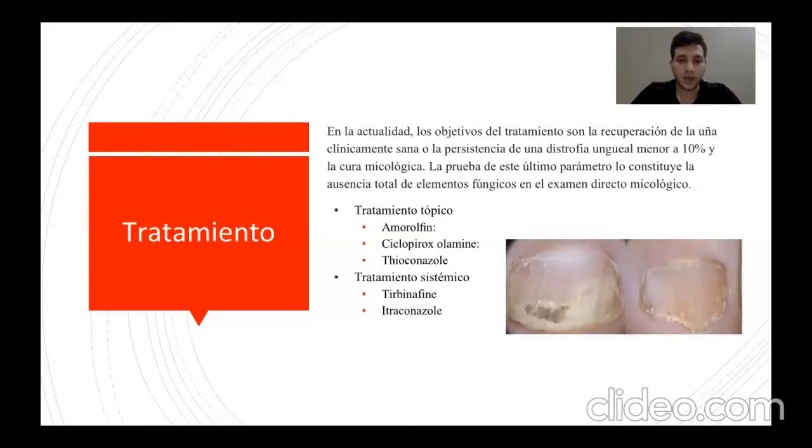The itraconazole is a synthetic triazole antifungal that works by inhibiting the synthesis of ergosterol. It's prescribed in a dose of 200 milligrams per day for 12 weeks in toenails and 6 weeks in fingernails. The dose and the time of the treatment can vary with the type of infection and the type of fungus.